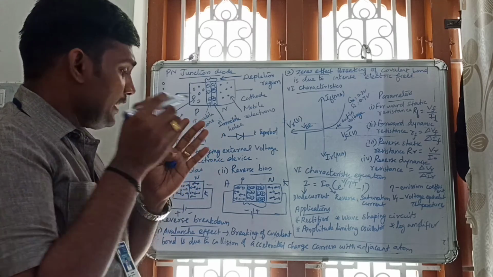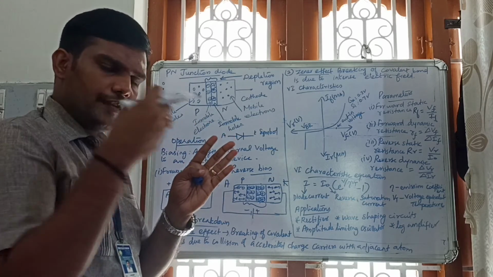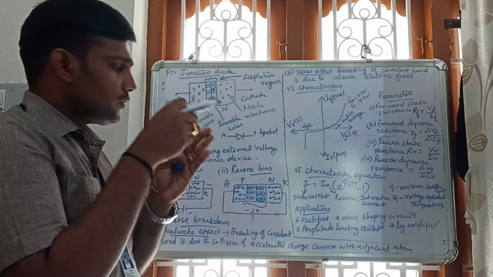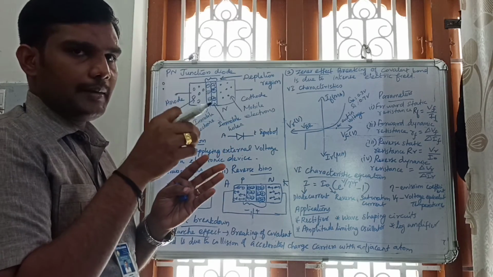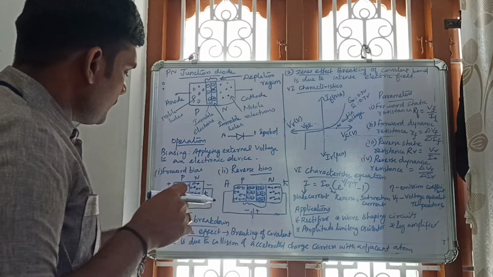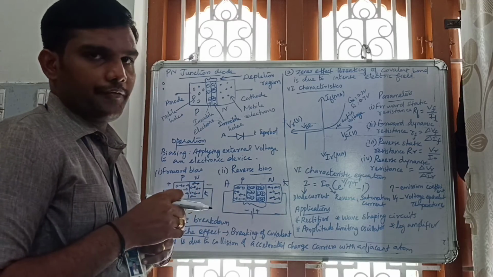Right? So, collision of accelerated charge carriers. Fast moving charge carriers are incident on or collide with the atom. Here, most of the charge carriers are liberated. Because of that, there is conduction. That effect is known as the avalanche effect.